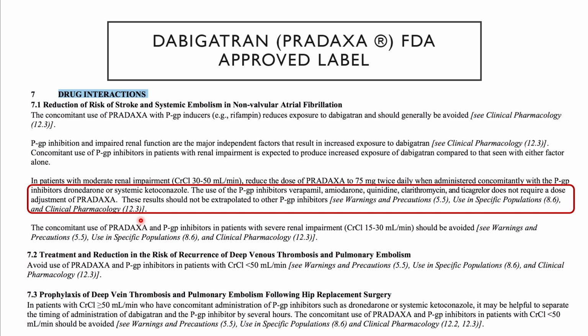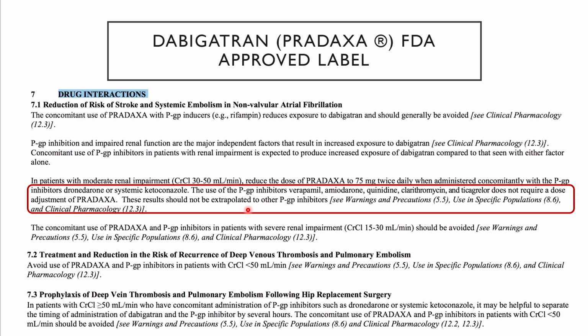Or really what that means is it did not require a dosage adjustment. But what's important is the next statement also. These results should not be extrapolated to other PGP inhibitors. So then the question comes up, in this particular case, cobicistat, which happens to be a PGP inhibitor, what do you do? How do you manage this patient appropriately?